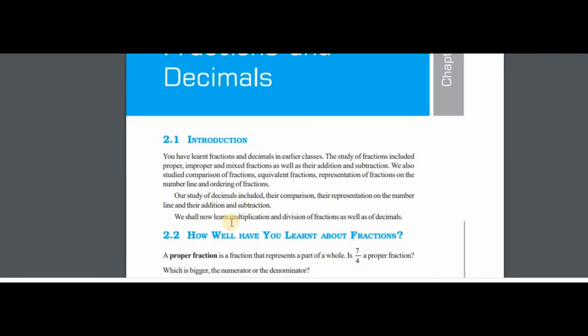Now what we are going to learn in this class is multiplication and division of fractions as well as decimals. In the previous class we just learned addition and subtraction. Now in this class we are going to learn multiplication and division. That is the only difference here when compared to the last class. Yes, now we will see what is given to us.